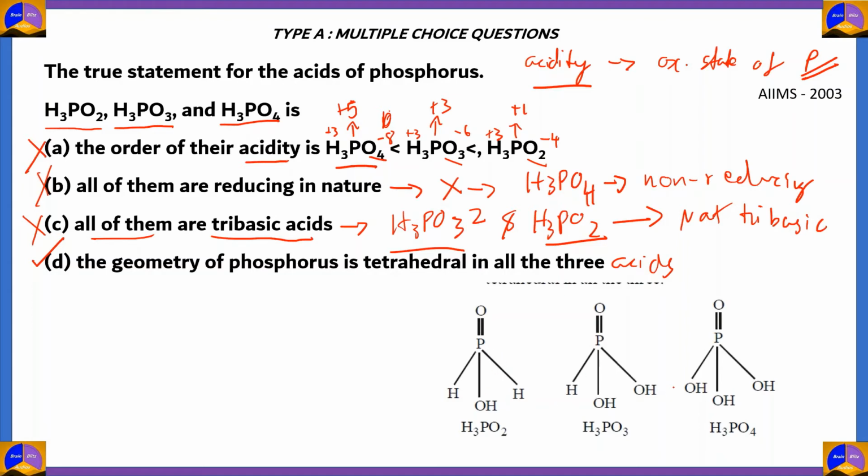So therefore, you can see that despite the change in H or OH group being present with phosphorus, the basic core structure remains the same. Phosphorus always has 1 bond with oxygen, and then there are 3 bonds underneath for the 3 groups that are present. So therefore, the geometry here is always tetrahedral. Therefore, option D is the right option.